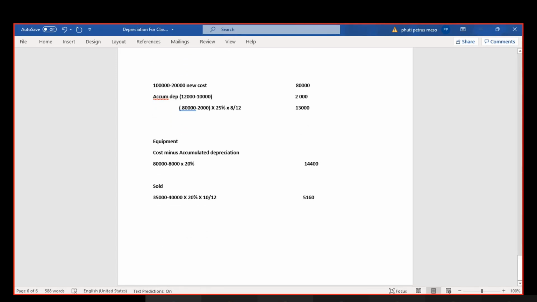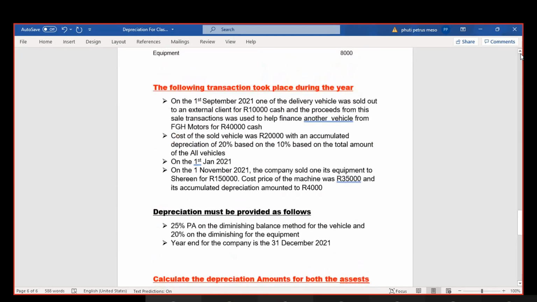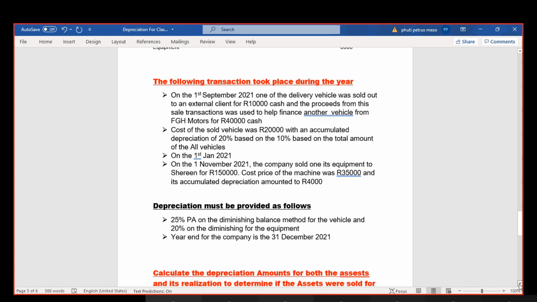So let me have a look at the question again. So the company sold this machine to Shireen, and then it's going to determine the profit. So the cost of the sold vehicle is that one as well. So the external client for this cash and proceeds was used to sell for the other finance. So meaning that you're going to have 40,000 rand under your vehicle. And then you're going to multiply that by 25%. And then you're going to multiply that by September, October, November, December. Multiply by 4 divided by 100. So basically, you'd say 4,000.